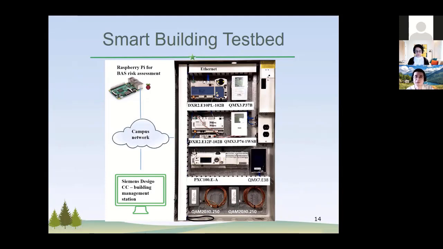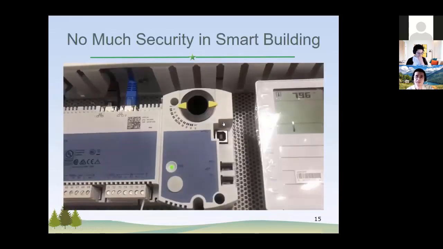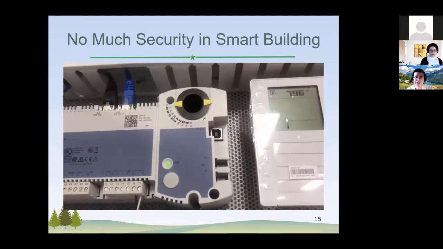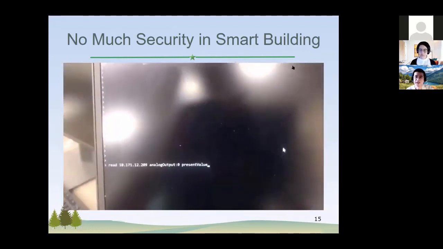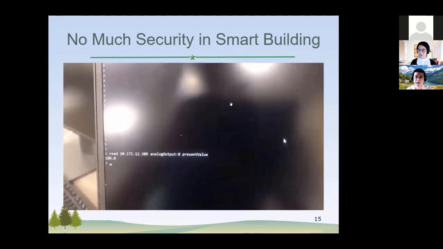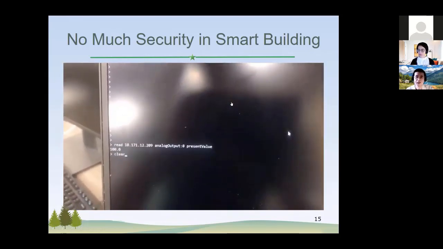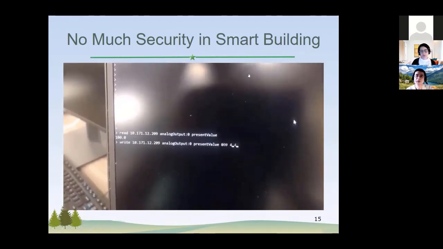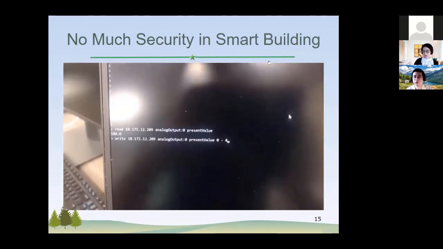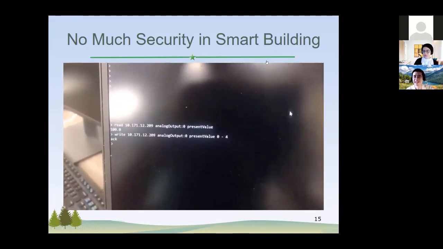If you could get into the local area network of a smart building, you can control any of that. Here, I show you one video. In this case, we are demonstrating this panel has no security. We are on the campus Wi-Fi network. We can actually send commands from the campus network to that panel to turn the actuator.